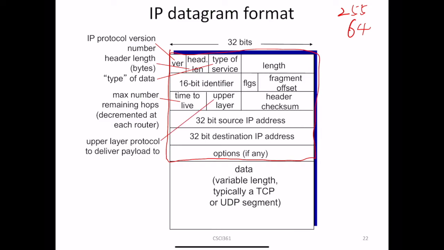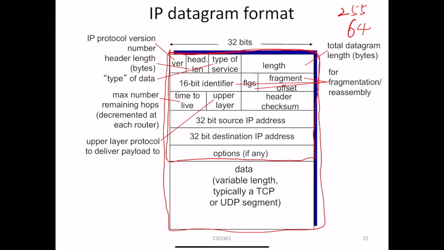And for the next one, the upper layer field indicates the upper layer protocol to deliver the payload to, either a TCP protocol or a UDP protocol. And the length here is different from the header length. This length indicates the total datagram length, also counted in bytes. It shows how large the entire datagram is.